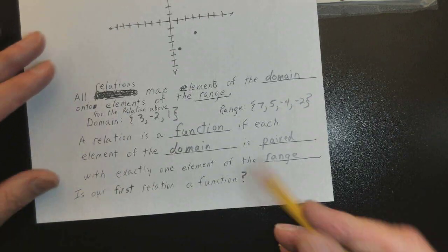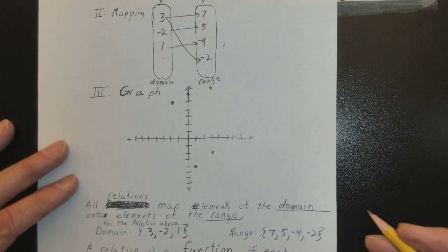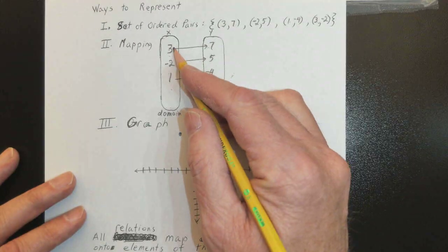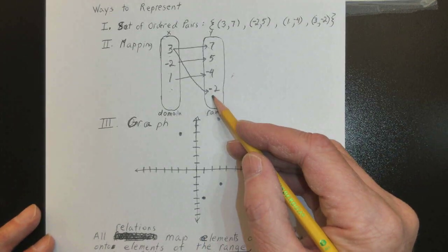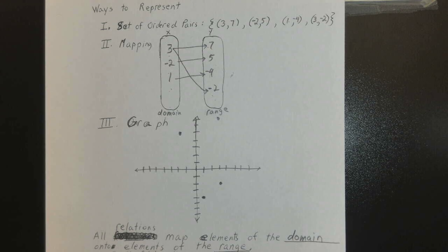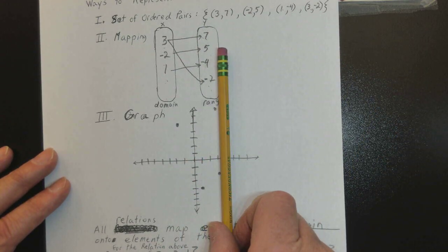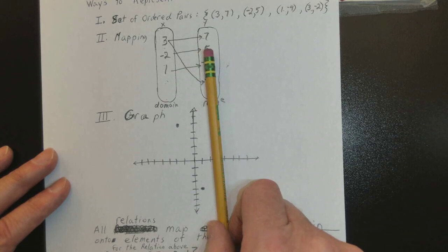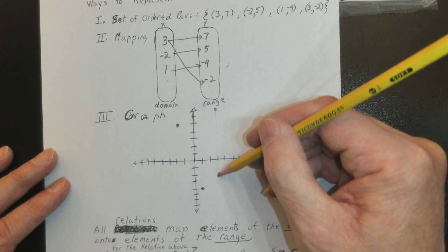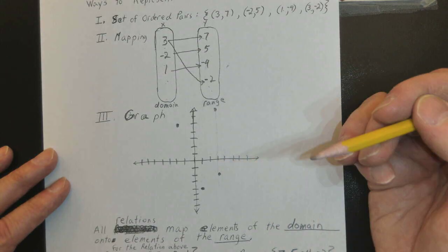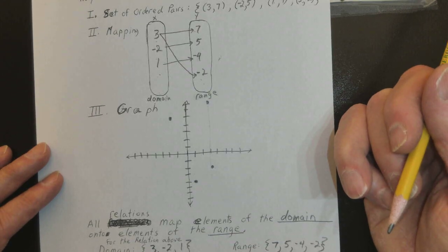Vincent? It is not. Where's the hang-up? The 3 is paired to a 7 and it's paired to a -2. All right? Is everybody good with that? You ever hear of the vertical line test for determining a function? This wouldn't pass it, would it? Because this vertical line that goes through x equals 3 hits 2 points. Any questions there?